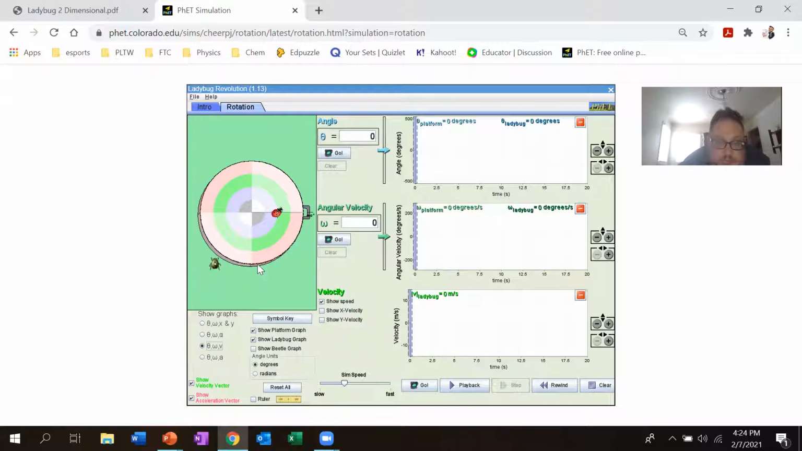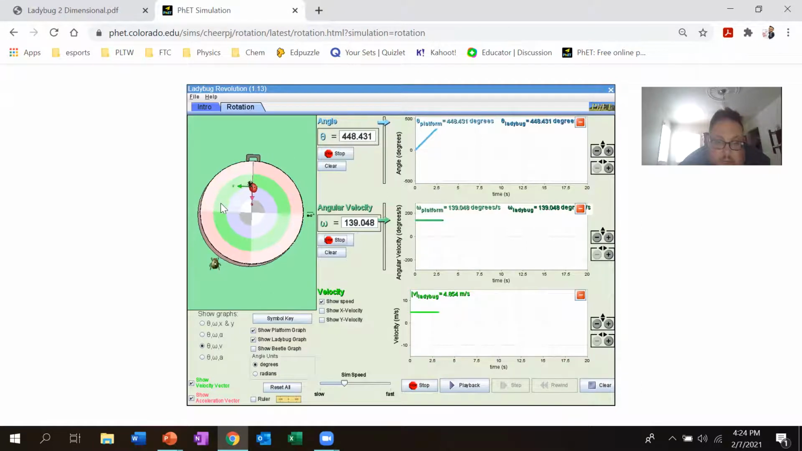This, again, showed us our vectors when we played it, but I wanted you to notice how if I hit go on my angular velocity, my angle starts to increase. My angular velocity is positive, my angle is positive, and it's turning in a counterclockwise direction. This is in reference to the 0 degree line right here. It's like opening up the angle.